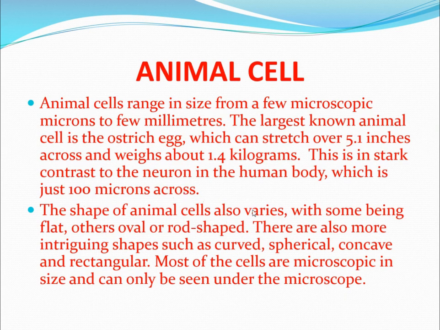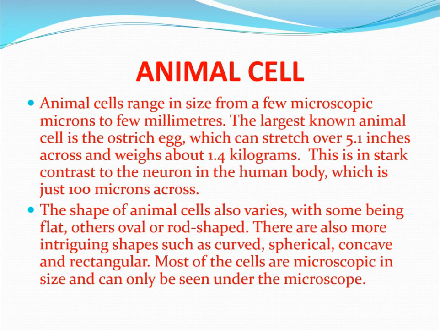The shape of animal cells also varies, with some being flat, others oval or rod shaped. And there are also some more intriguing shapes, such as curved, spherical, concave and rectangular.